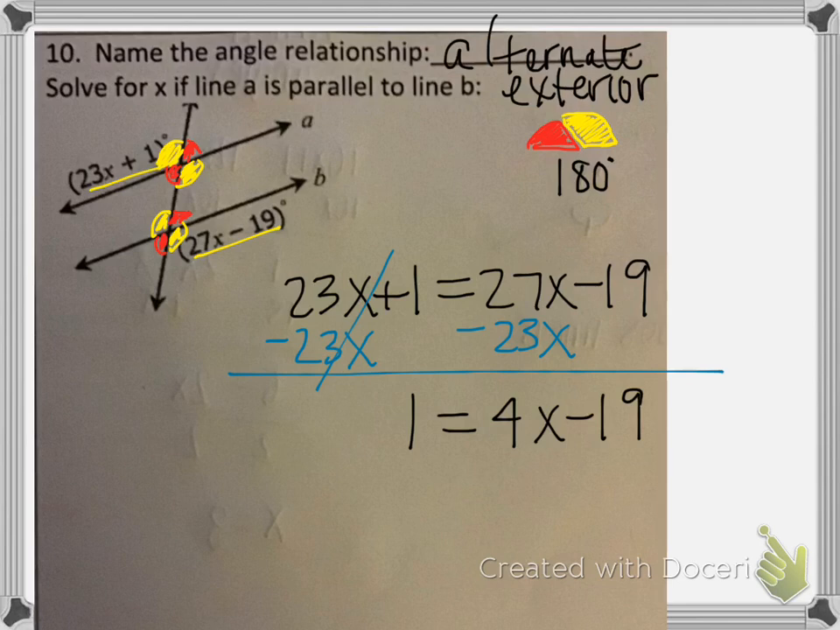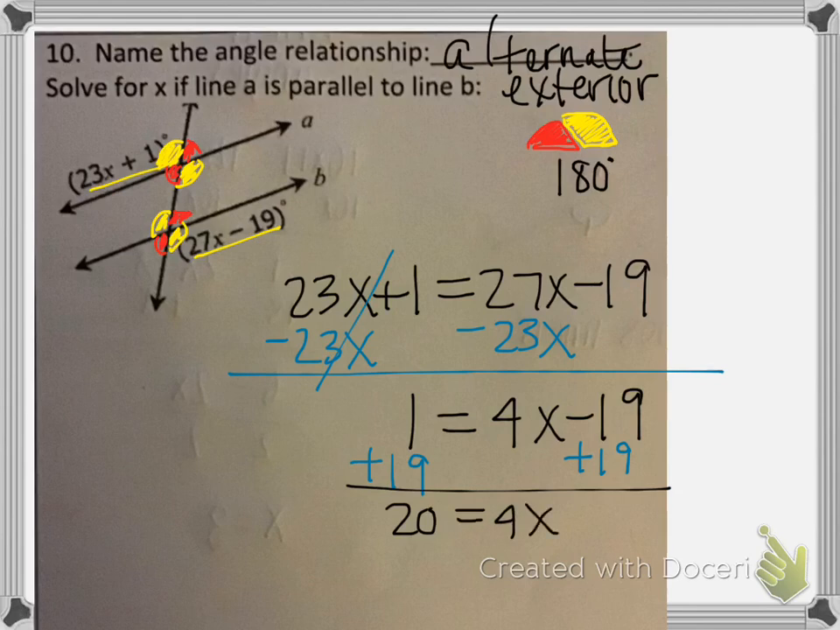Now that I move the x's to the right, I'm going to move the constants to the left by adding 19 to both sides. So on the left side, I have 20. And on the right side, I have 4x. One last step to isolate the x, divide both sides by 4. So I get x is 5.